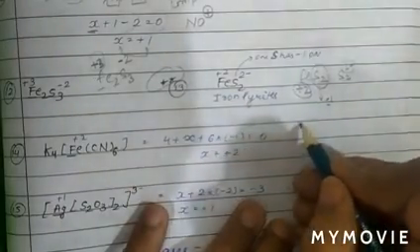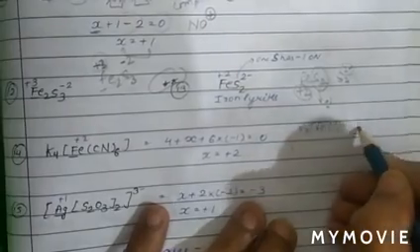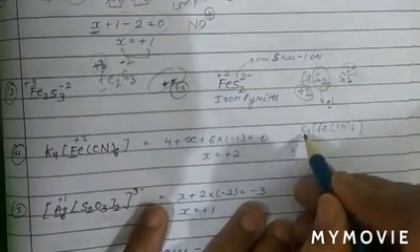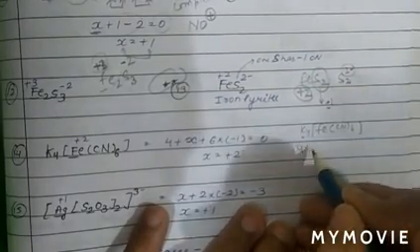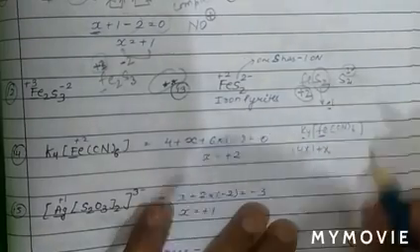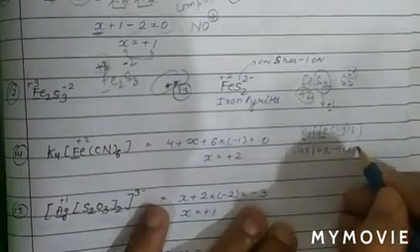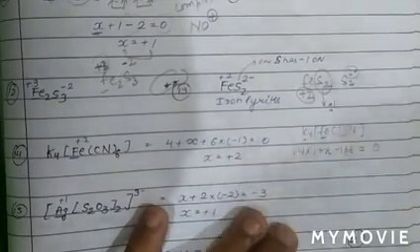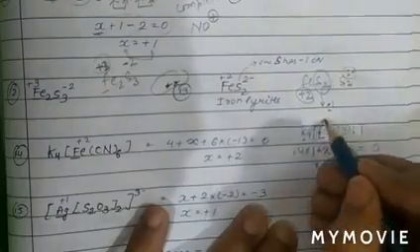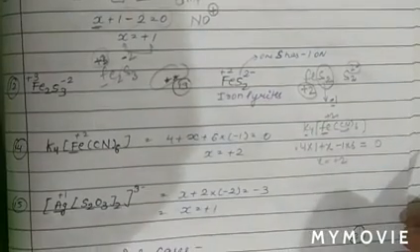See the next compound. The next question is based on K4Fe(CN)6. See this compound. Potassium is an alkali metal, so oxidation state +1. So 4 into +1. Let the oxidation state of iron be X. And CN is a radical with -1 charge. So -1 into 6, and the net charge is equal to 0. On solving, we get X equal to +2. So oxidation state of iron in this compound is +2.